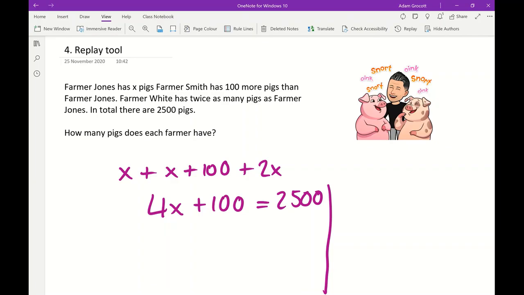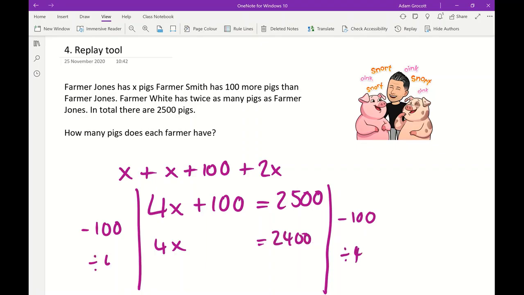I'm going to start putting in my solution steps. I'm going to take away 100 from this side and I'm also going to take away 100 from this side, leaving me 4x is equal to 2,400, and then I'm going to divide both sides by 4. Brilliant. I'm asking my students all the time to follow along with this, but then, as I said earlier, I know that they can go to the replay tool.